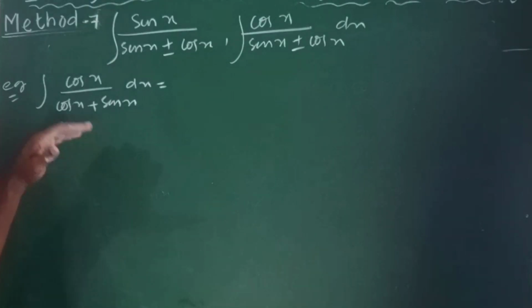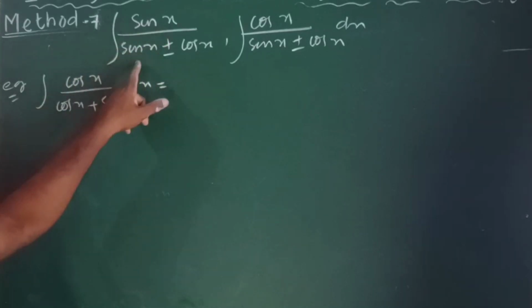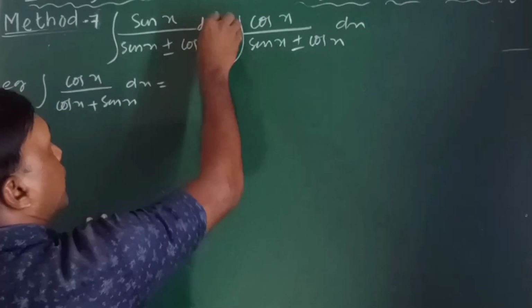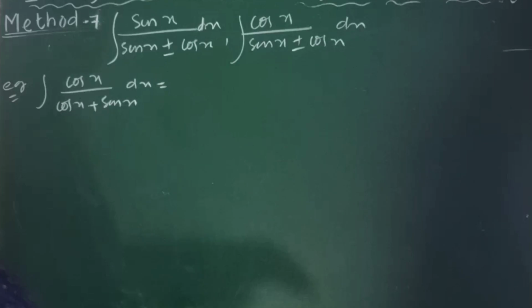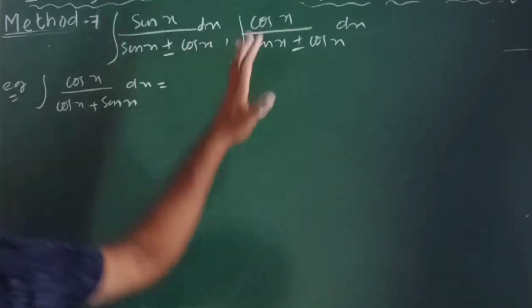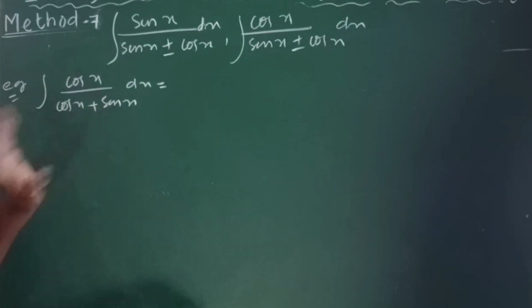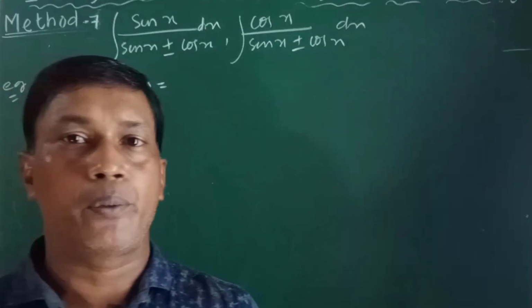The last method is to integrate sin x by sin x plus minus cos x, or to integrate cos x by sin x plus minus cos x dx. So these are the two important forms. If the question is to integrate in this form, how can we integrate? Look at here, one example is cos x by cos x plus sin x. If you face this type of problem, simply multiply by 2 and divide by 2, then you can solve easily.